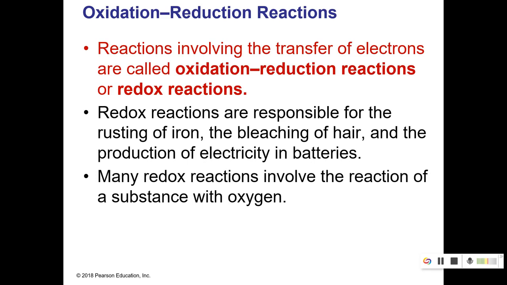Next type of reaction is redox reactions. We did talk about these briefly when we talked about oxidation numbers, but it's been a little bit. Okay, so those are reactions that involve transferring electrons.